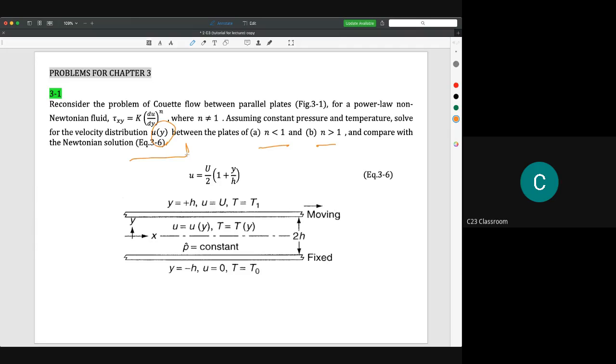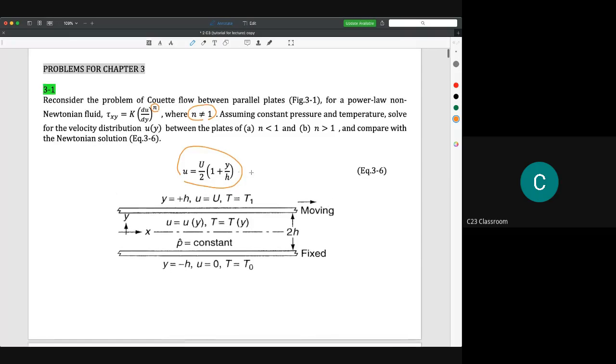So in this tutorial, we need to prove that the velocity distribution is u equal to capital U over 2, times (1 plus y over h). And then we need to determine whether this equation is suitable for all conditions, or we need to do another derivation if the value of n here is not equal to 1. Okay, for Newtonian, we will take the power equal to 1, so I mean n is equal to 1. Okay, so first we try to prove this one first.